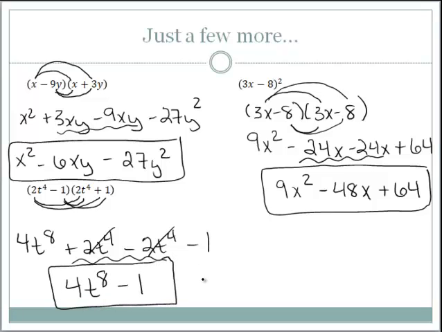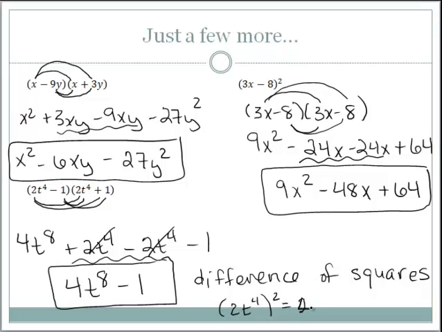This has a really special name. It's called difference of squares. That's a really, really important thing to know for what we're going to be doing in the next section. Difference of squares. That's because this is a minus. That's the difference part. This first term and the second term are perfect squares because you had to square something to get it. 2t to the 4th squared is 4t to the 8th, and 1 squared is 1. So you could square something to get both of these.